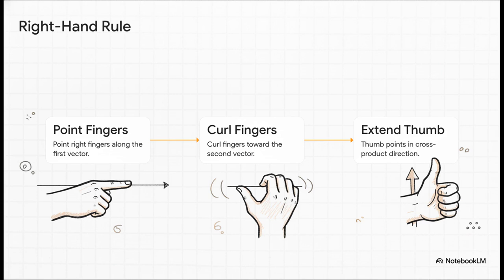Take your actual right hand, point your fingers in the direction of the first vector, curl them towards the second vector. Now stick your thumb out like you're hitchhiking. Your thumb is pointing in the exact direction of your new cross-product vector. Master this technique now, guys, because it is a critical, everyday tool for your upcoming electromagnetism classes.